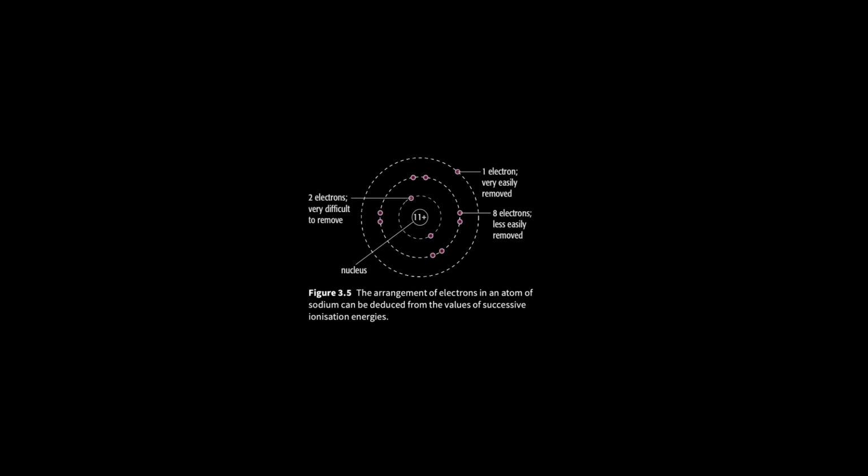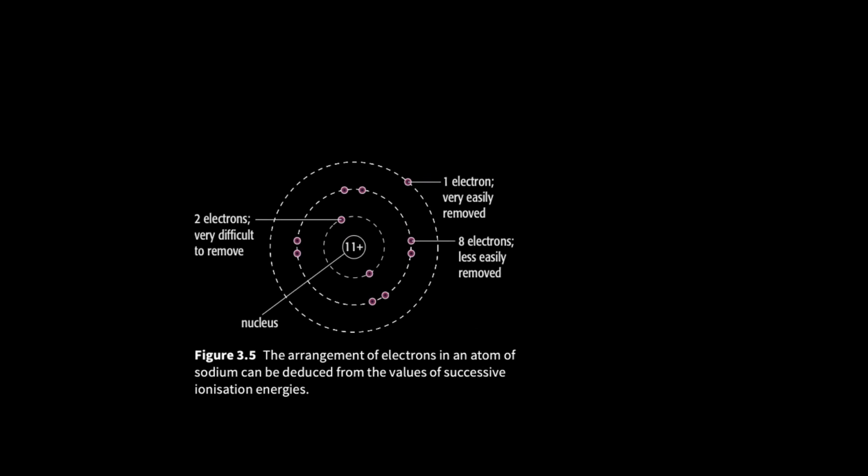See, this is like sodium. This is the electronic configuration of sodium. The first electron is removed very easily. These 8 are removed less easily, and these 2 are very difficult to remove because they are the closest to the nucleus. See, and you can even visualize it here.